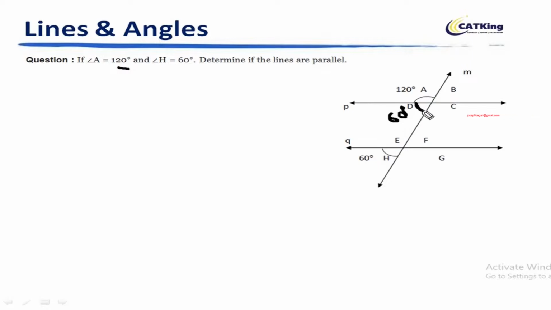And by the use of corresponding angle, we can say angle H must be equal to angle D, which is true here, because angle H is 60 degree given. So we can say that these two lines are parallel in nature, right? How we concluded that? Corresponding angles are equal, right?